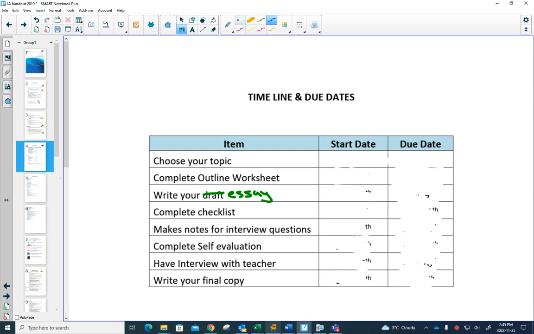So we want to have our topics chosen by next week. Next week, Thursday, we have class. That's when that outline sheet needs to be handed in. So this one right here, we're thinking on this weekend, and by next week, Thursday, you're looking at handing in your outline.